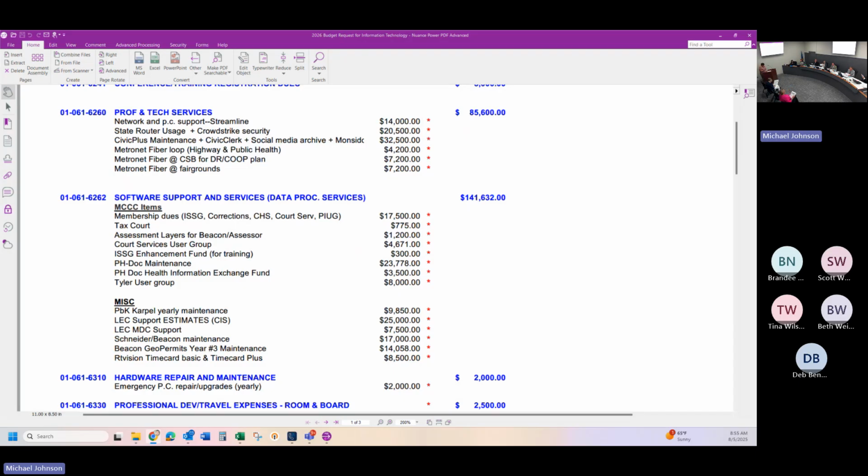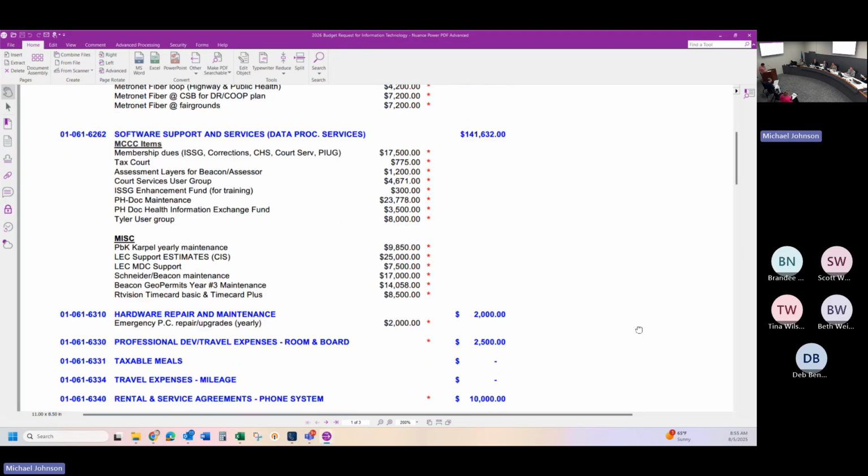assessment layers, my ISSG information system support group, PHDoc for our public health, and then again, the Tyler user group. So those are the main items. And then the miscellaneous under there, the PBK, that is our county attorney software.